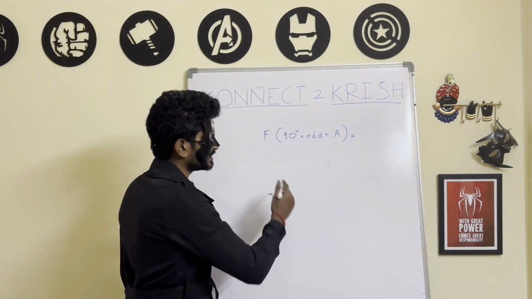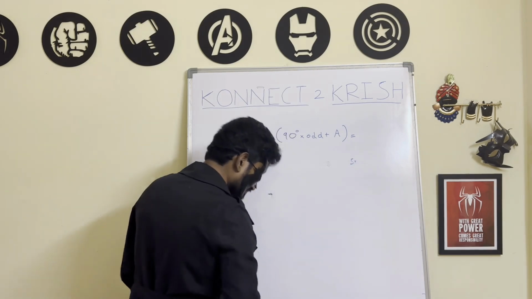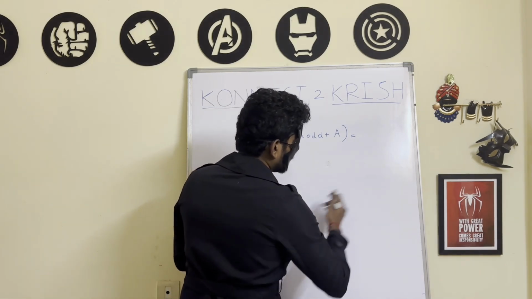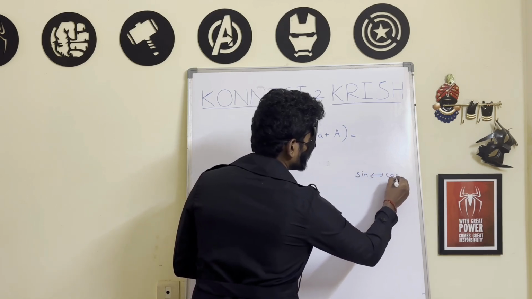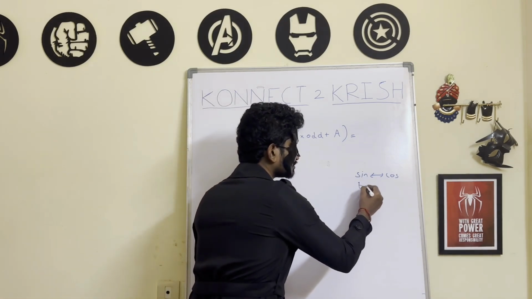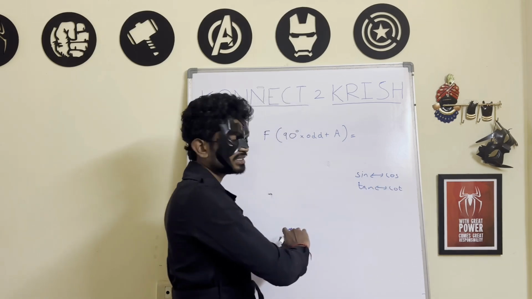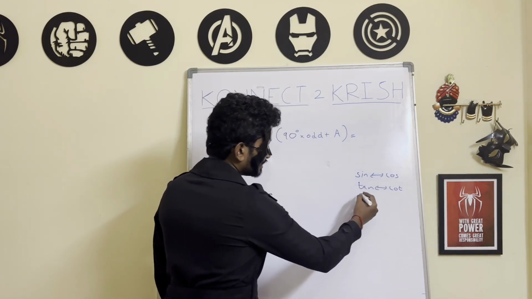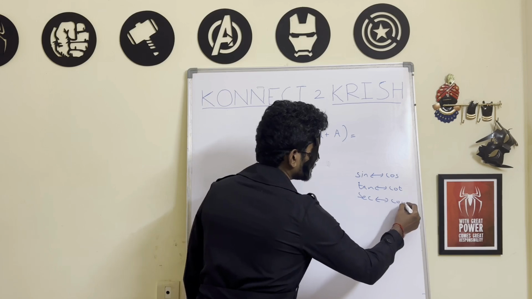the transpose of that. So what is the transpose? Transpose of sine is nothing but cos. Transpose of cos is nothing but sine. Similarly, transpose of tan is nothing but cot, and transpose of cot is nothing but tan. Transpose of secant is nothing but cosecant, and transpose of cosecant is nothing but secant.